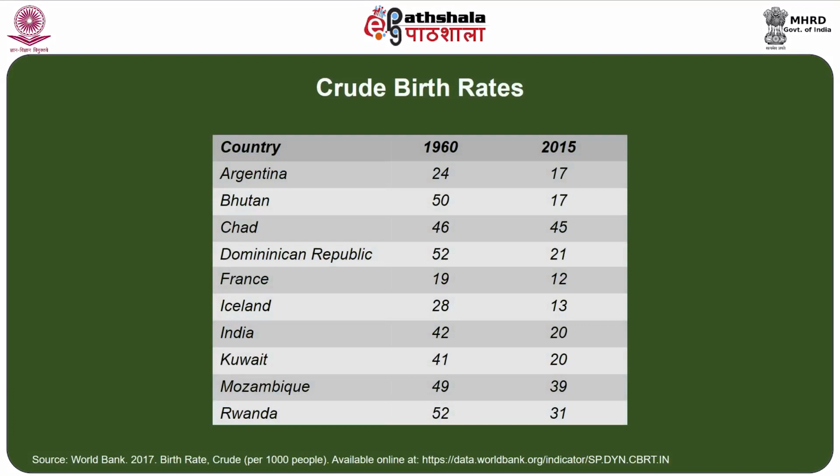across these countries. For instance, in Kuwait, the crude birth rate was as high as 41 in 1960 and it declined to only 20 in 2015, and for a country like India, which had a crude birth rate as high as 42, it has come down to around 20 over the same period. For Chad, the extent of decline was much smaller, from 46 in 1950 to 45 in 2015.